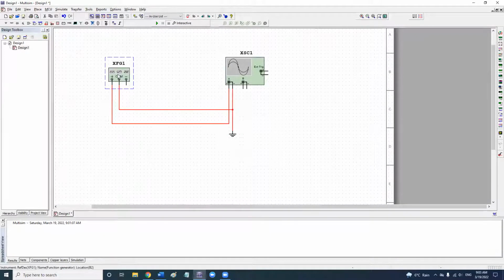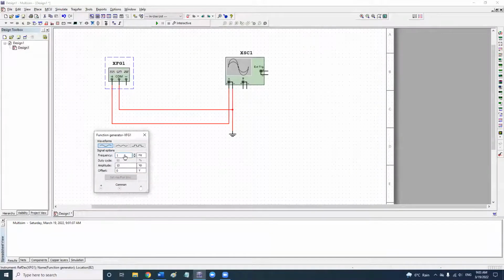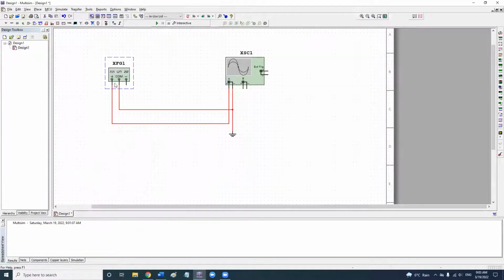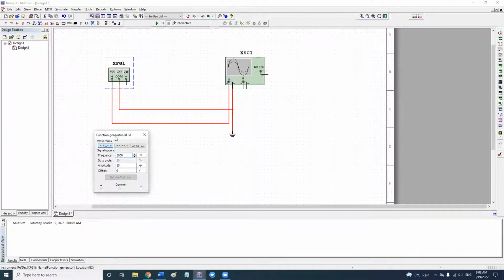Okay, so next, you're going to set up the frequency depending on what frequency you need. Say we have 1000 Hertz. To set that up, again, you double click the function generator. So the frequency is 1000, and the amplitude is 3 volt peak.